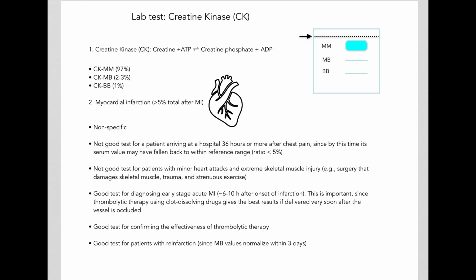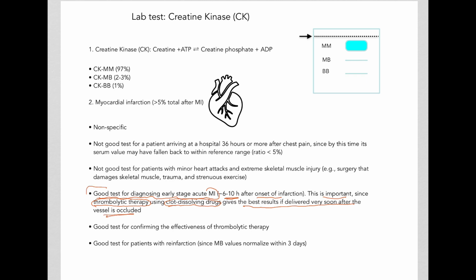Now, CKMB, however, is a good test for diagnosing early stage MI, so 6 to 10 hours after the MI happened. And this is important because one of the treatments for myocardial infarction is the use of thrombolytic therapy. In this therapy, we use clot-dissolving drugs. These drugs help dissolve the clot that is blocking the coronary vessel. So this therapy gives the best results if it's delivered very soon after the vessel is occluded.